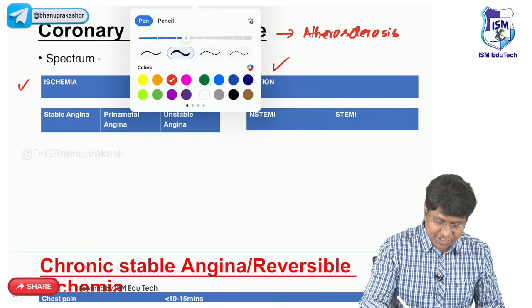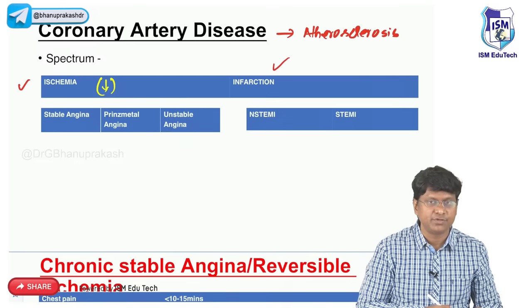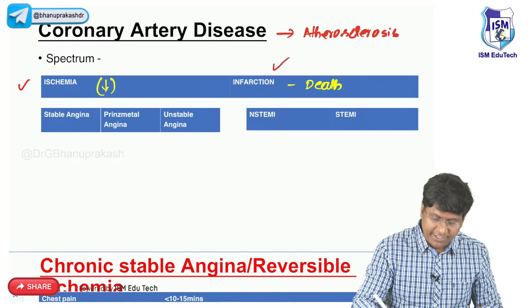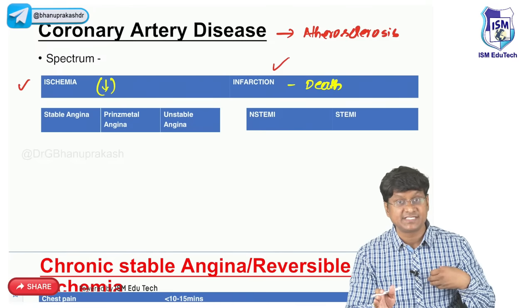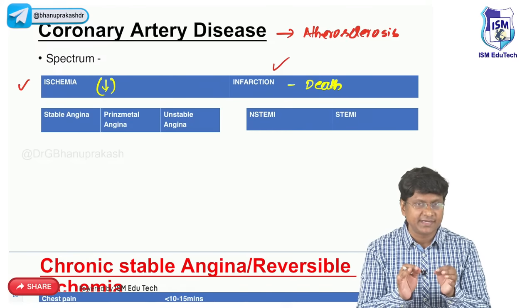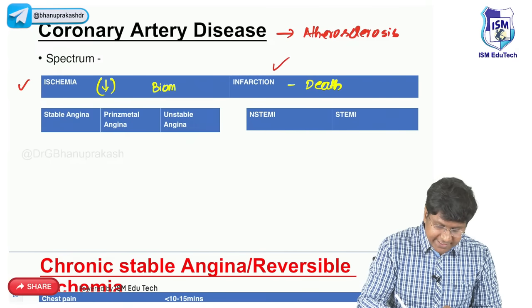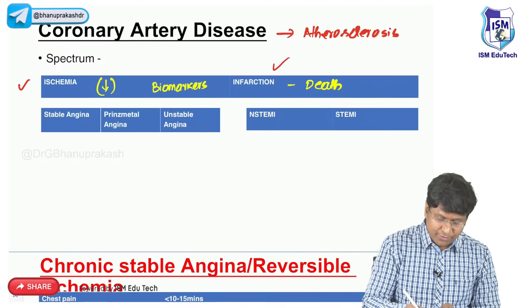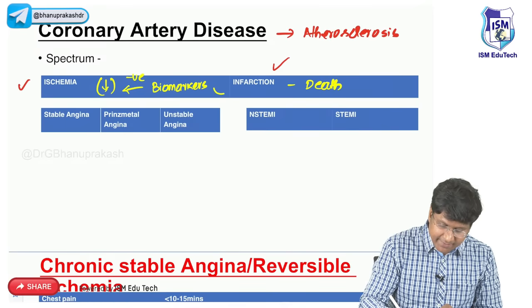as infarction. So ischemia is where there is only decreased blood supply to the myocardium, whereas infarction is where there is death of the myocardium. And in both of them, please remember, the manifestation will be the same, that is chest pain. But the characteristic difference is the cardiac biomarkers, right? The cardiac biomarkers in case of ischemia will be negative, whereas cardiac biomarkers in case of infarction will be positive.